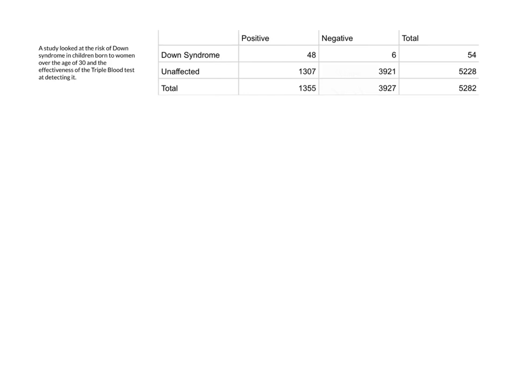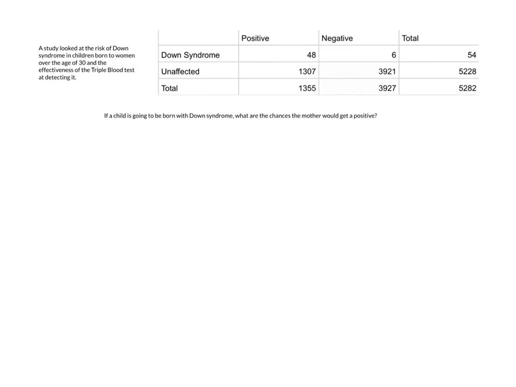On the left, we have a short description. On the right, the actual table. So the first question we want to ask is, if a child is born with Down syndrome, what were the chances that the woman actually had a positive test result? That is, what are the chances that the test was able to predict that?